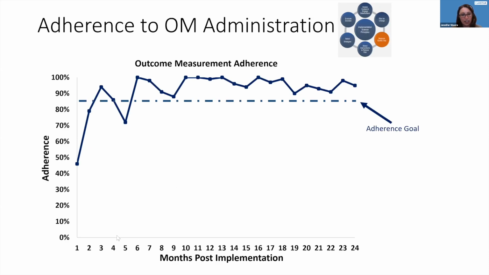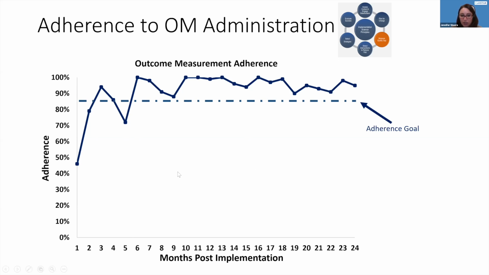And here's a graph that shows the adherence to administration of the outcome measures. You can see that it took about 6 months to achieve greater than 85% adherence, which is the goal right here. And basically what that means was that 85% of the expected data points were there. And so we used our iterative process of looking at barriers and developing new implementation strategies over this first 6 months. And then we just continued to monitor to see what would happen with adherence over time, and we added more implementation strategies as needed.